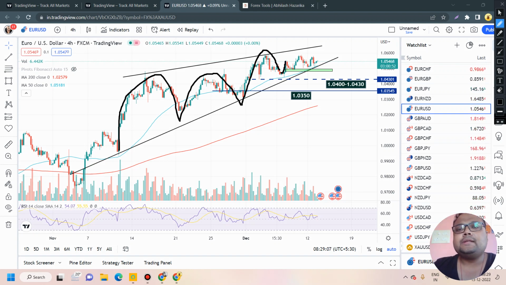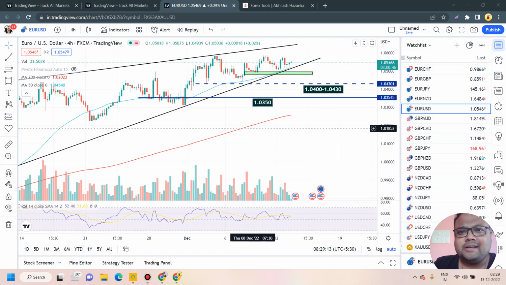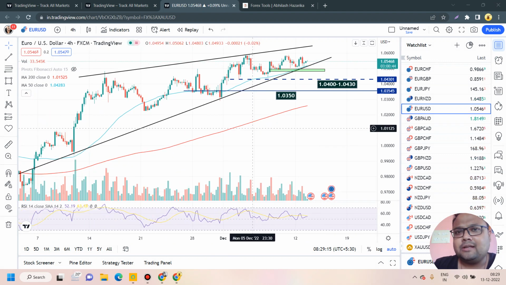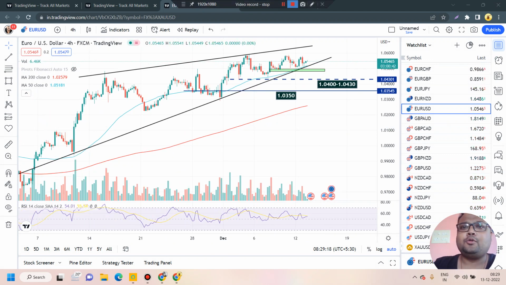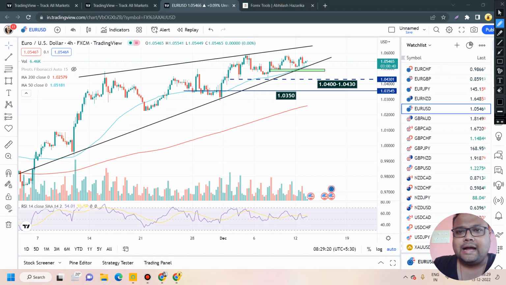But look at the present swings right now. The present swings are very small, tiny. So clearly we can see the market is losing strength right now. And those who love to trade on patterns, I think we have a head and shoulder pattern as well.